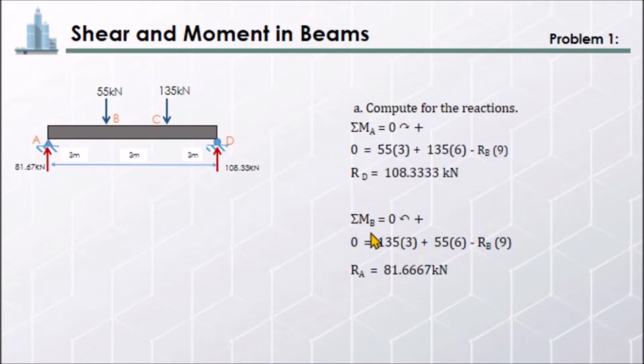So next, taking summation moment at D, class. So we have 0 is equal to 135 multiplied by 3 plus 55 multiplied by 6 minus R sub A multiplied by 9. So R sub A, the reaction at A, is equal to 81.667 kilonewton. So we now have the reactions. We can now draw our shear and moment diagram.